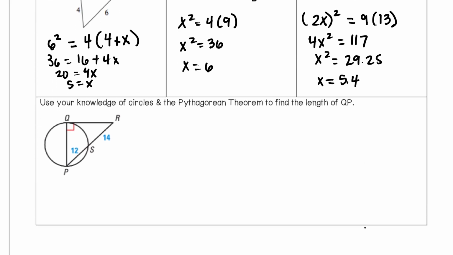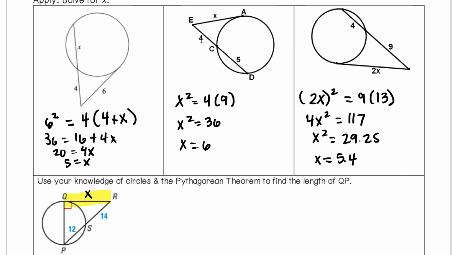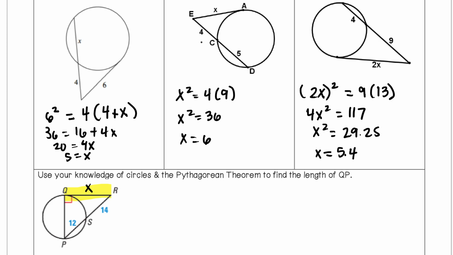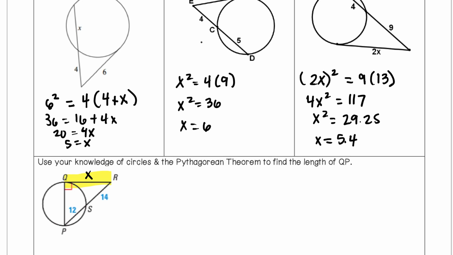This last one is a bit of a challenge here. We want to use our knowledge of circles and the Pythagorean Theorem to find the length of QP. So what we're going to be doing here is noticing what type of segments they are giving us. We can see that QR is a tangent, and so if I name this X, I can do what I was just doing above and say, well, I have a tangent and a segment, or secant, and I can use that formula to help me solve for X.